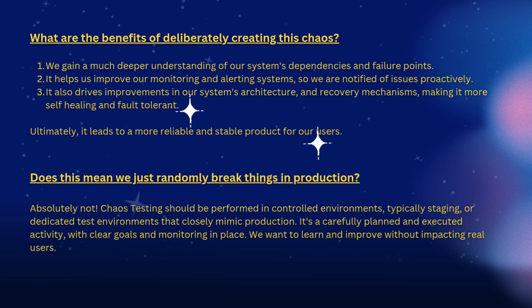Does this mean we just randomly break things in production? Absolutely not. Chaos testing should be performed in controlled environments, typically staging, or dedicated test environments that closely mimic production. It's a carefully planned and executed activity with clear goals and monitoring in place. We want to learn and improve without impacting real users.